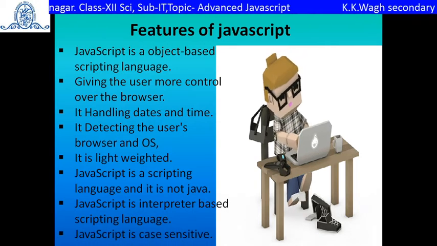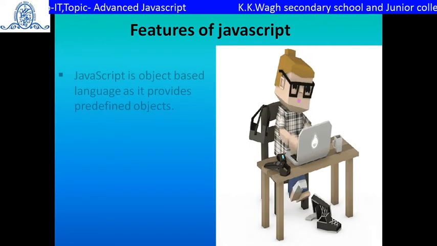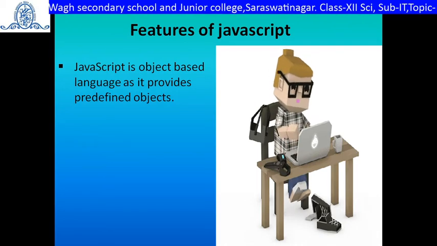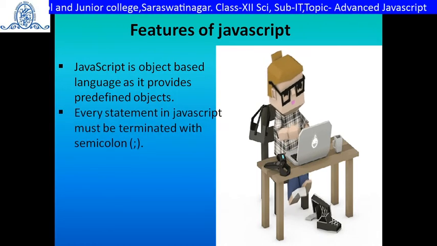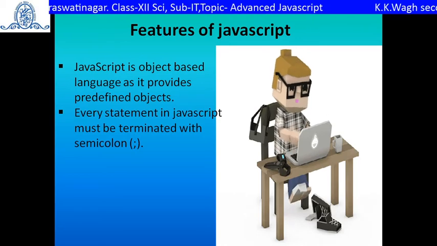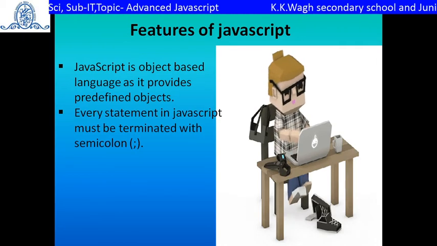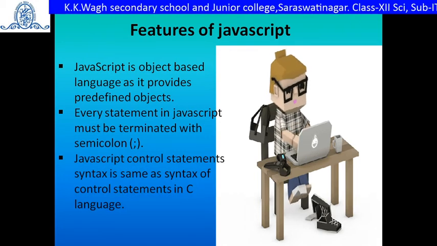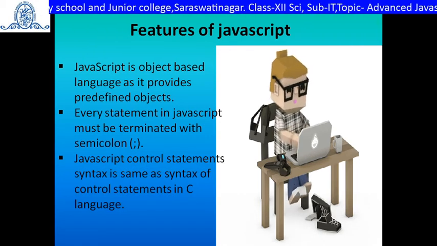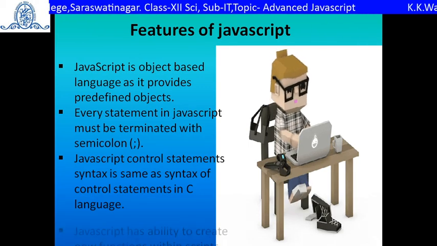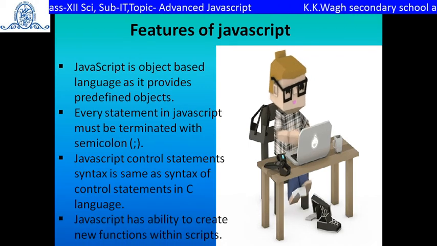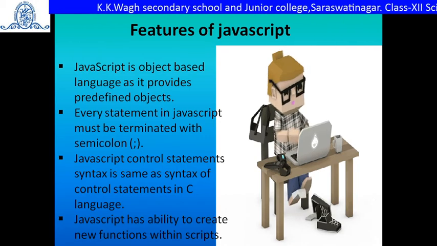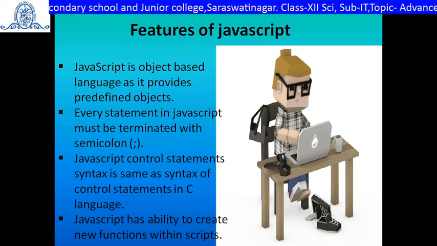JavaScript is a case-sensitive language. As JavaScript is an object-based language, it provides predefined objects. Every statement in JavaScript must be terminated with a semicolon. JavaScript control statement syntax is the same as the syntax of control statements in C language. JavaScript has the ability to create new functions within a script. So these are the main features of JavaScript.